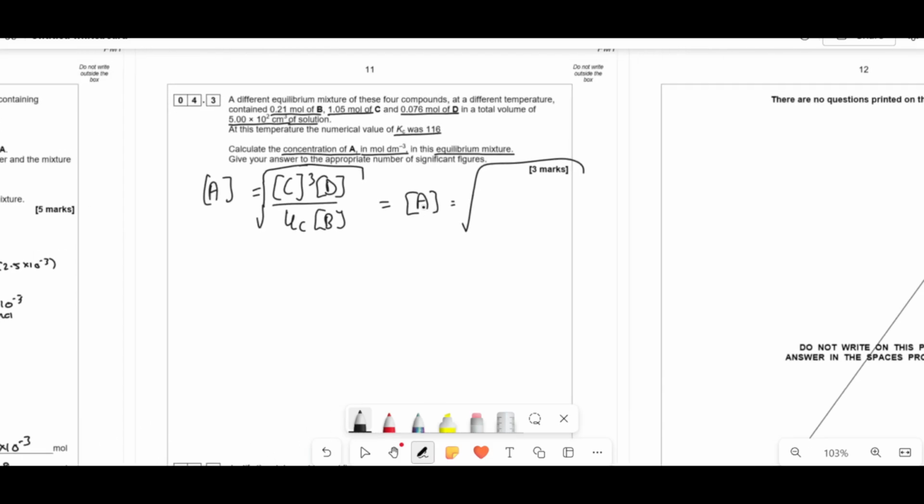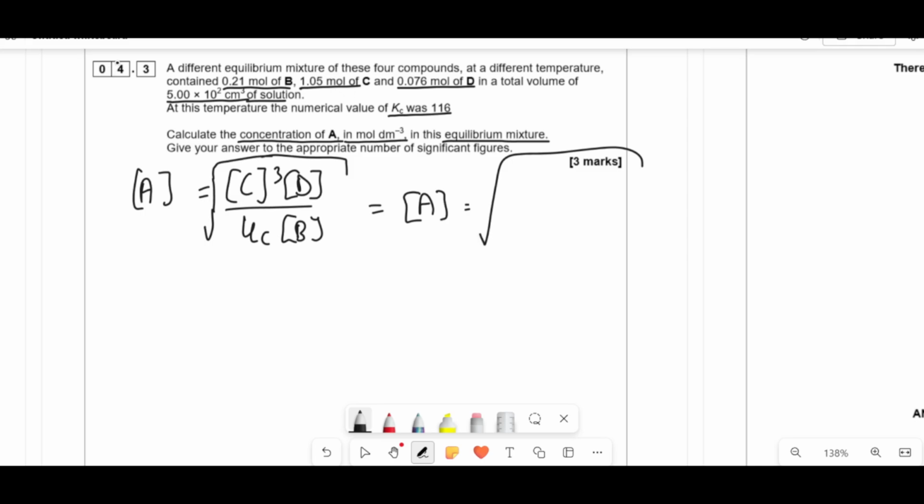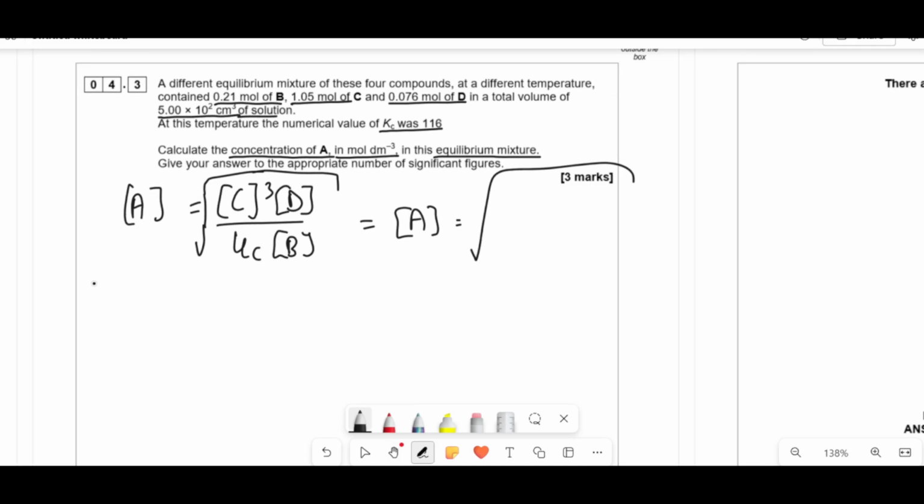Now, the issue here is that they've given us the moles of everything and not their concentration. So real quick, we're going to have to work out the concentrations of all of these bits and bobs. So B, C, and D, right? In B, they told you it was 0.21, and it's over 5 times 10 squared centimeters cubed of solution. If we change that to decimeters cubed, it's going to be 0.5, right?